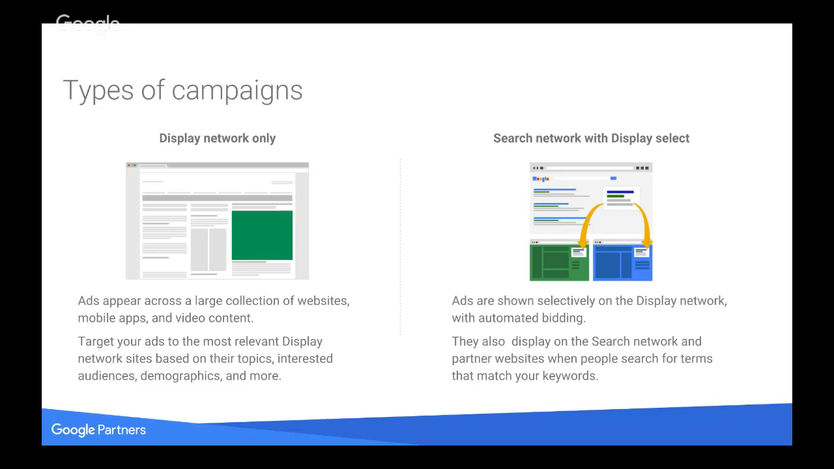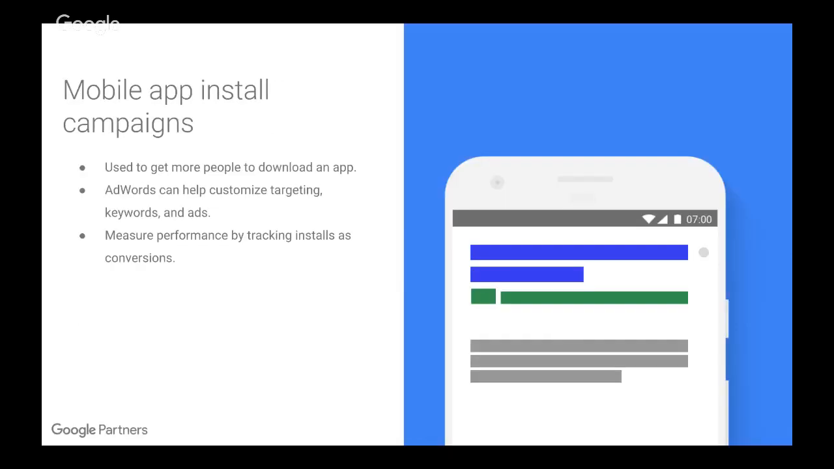So your ads would display on the search network and partner websites when people search for your terms and keywords, but also on the Google Display Network when it's appropriate for the ads to serve. So if you're looking at the best of both worlds and you want to explore display while search is your strong suit, this is a campaign type that will be very relevant and appropriate for you.